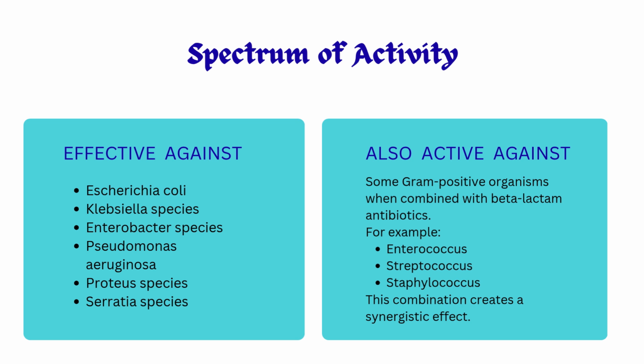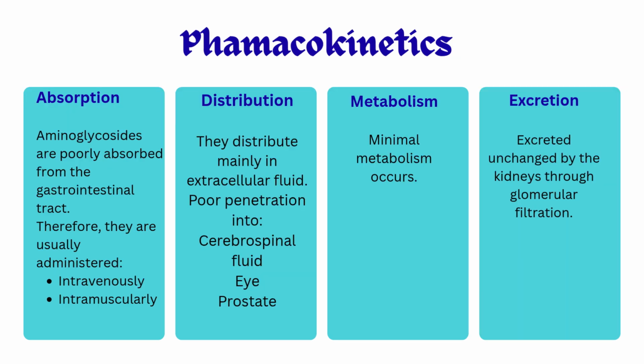Aminoglycosides are ineffective against anaerobic bacteria because their entry into bacterial cells requires an oxygen-dependent transport mechanism. To use aminoglycosides safely and effectively, it is important to understand their pharmacokinetic properties, including absorption, distribution, metabolism, and excretion. 1. Absorption. Aminoglycosides are poorly absorbed from the gastrointestinal tract due to their highly polar nature. Therefore, for systemic infections, they are usually administered by intravenous, IV, route, intramuscular, IM, route.